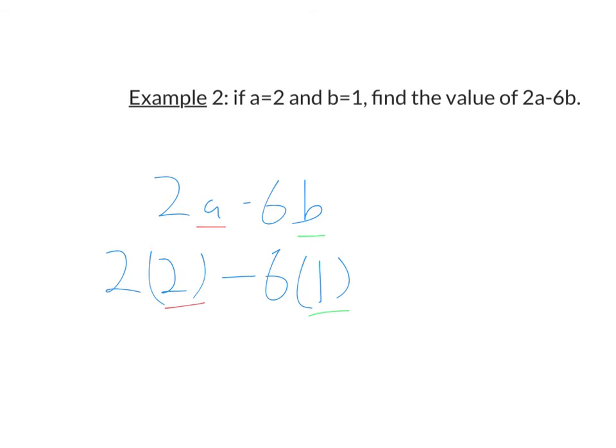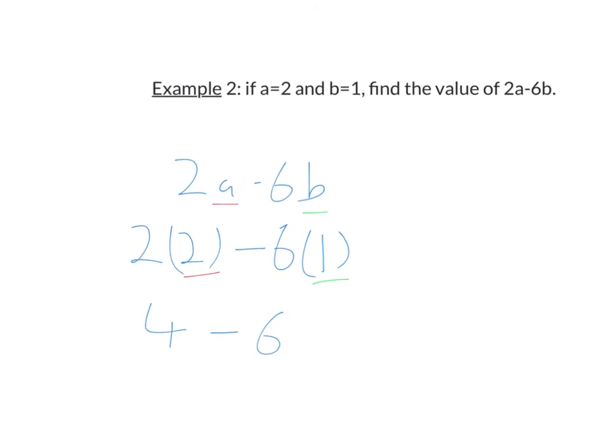So we do our multiplication, 2 by 2 and 6 times 1 first. Then we'll do our subtraction because that's lower down in BIMDIS. So 2 times 2 is 4 and 6 times 1 is 6. Now we're left with 4 minus 6. We can think of this as plus 4 minus 6 as well if we want to.